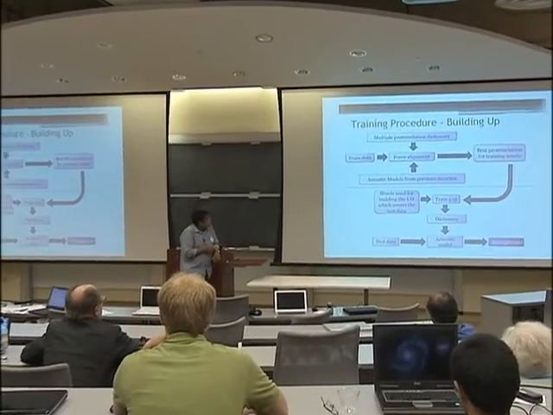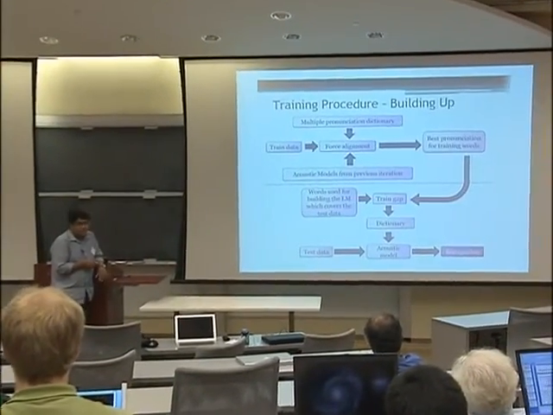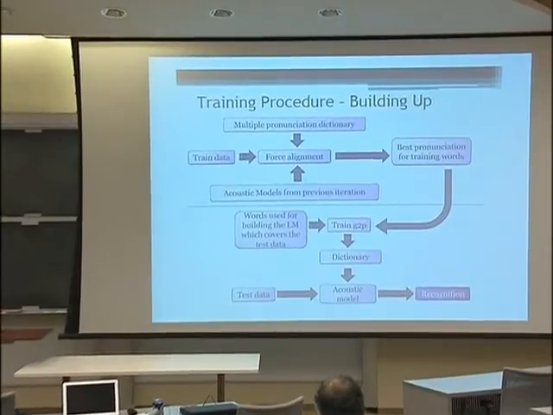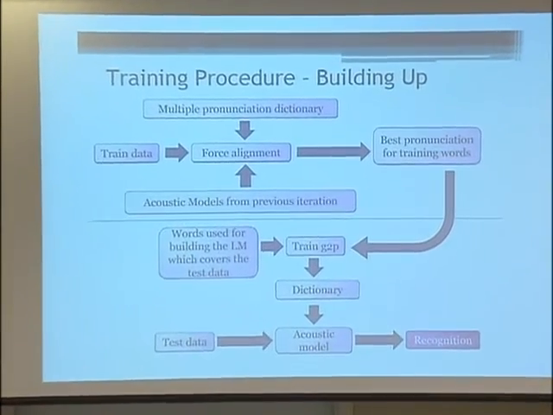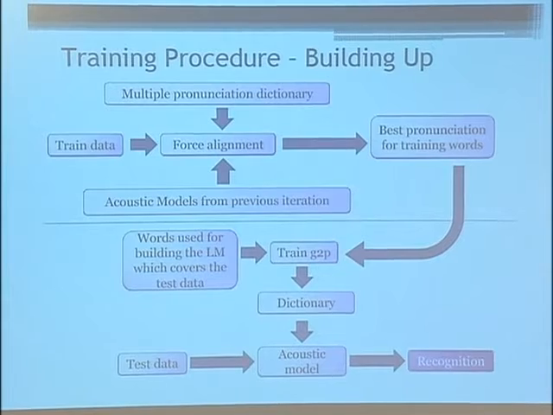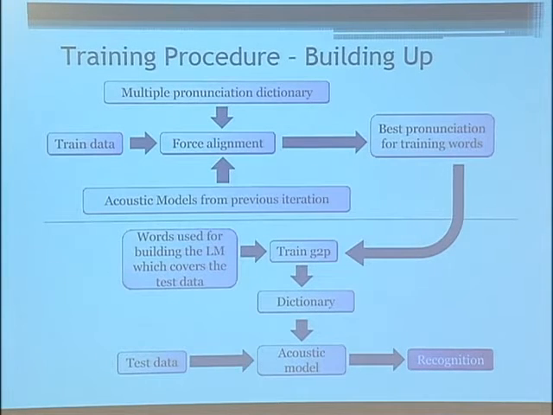So we use the multiple pronunciation and we get the best pronunciation for the training data, and then we retrain our G2P. So our G2P is now in a better state because, at least for the training data, it has been able to pick up the best pronunciations from the whole set, and then we are improving on what G2P would learn.